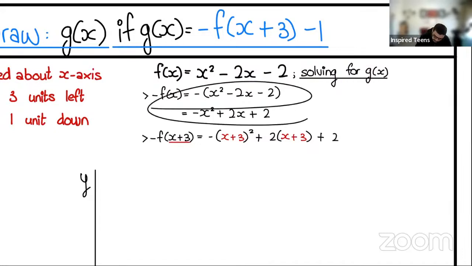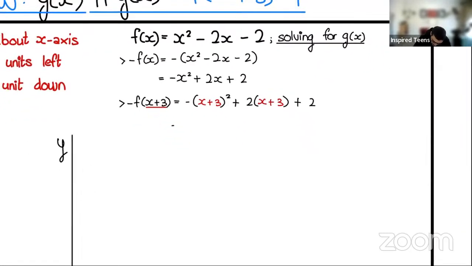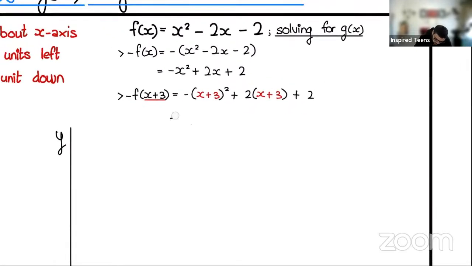Okay, so I've solved for negative f of x. Now I'm going to solve for negative f of x plus 3. So I just need to open this up, right? I'm going to have negative x squared. This is going to take a few steps. Negative x squared plus 6x plus 9 plus 2x plus 6 plus 2. That's simplified all one time. I'm going to have negative x squared. Negative 6x plus 2x is going to be negative 4x. And then I'm going to have negative 9 plus 8, which is negative 1.